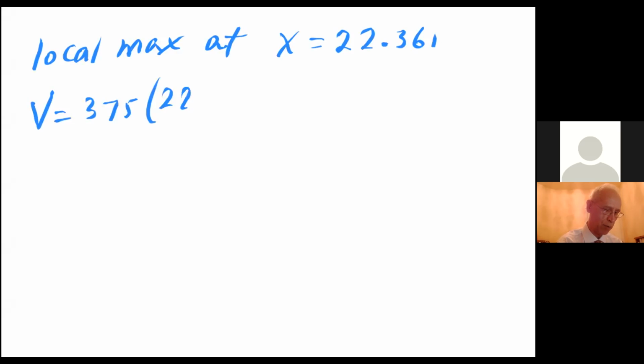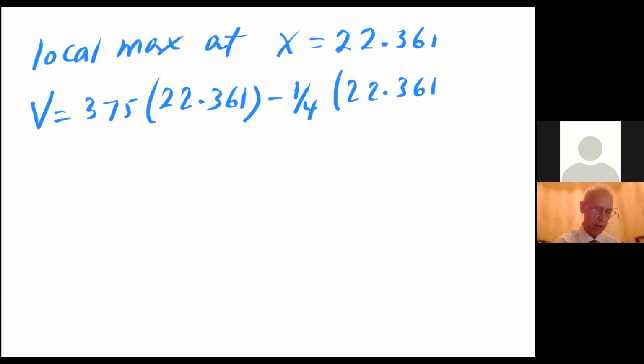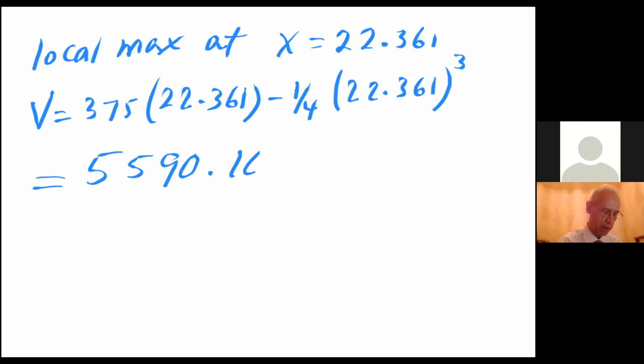And we said that the volume equals 375x, in this case 22.361, minus 1/4 or 0.25, 22.361 cubed. I already put that in the calculator, and that gives me 5590.1699. That's good enough. And what is the unit? It's cubic centimeter. So I'm going to put centimeter cubed for that.